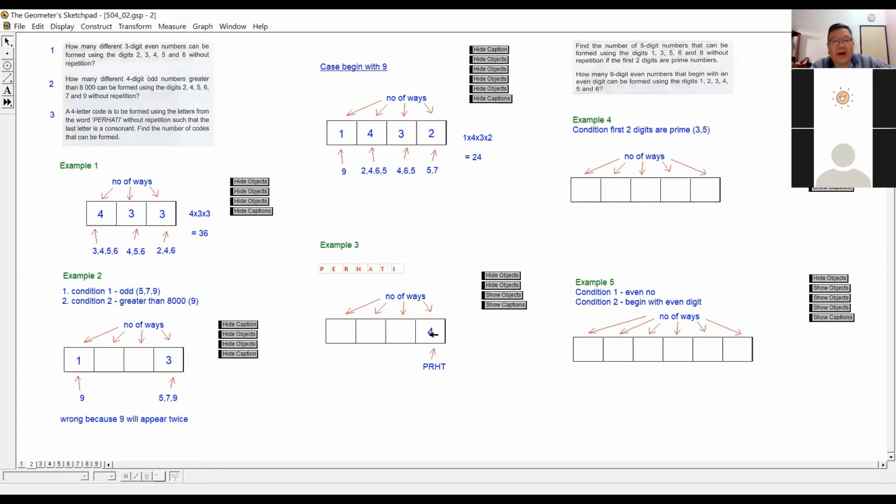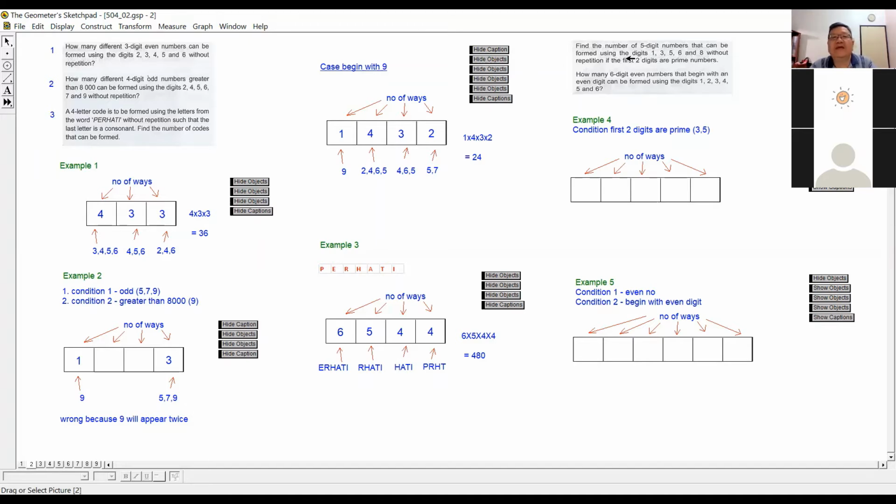Then after using up one consonant for the last place, how many letters are left? 1, 2, 3, 4, 5, 6. So we have 6 letters left. So here will be 6, 5, 4. After using one consonant, you have 6 letters left, so 6, followed by 5, followed by 4. So the total is 480 ways.